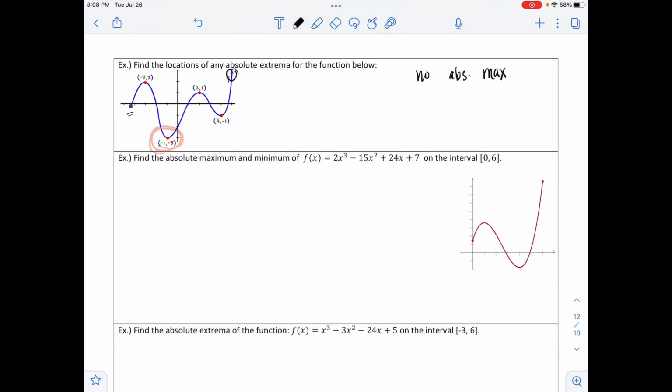And so -1, -3 is going to be our absolute min.